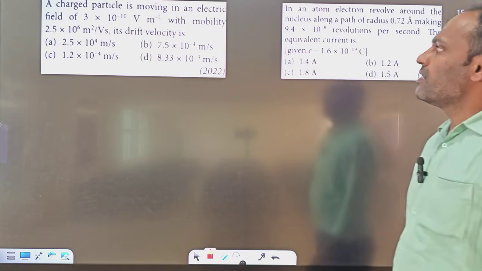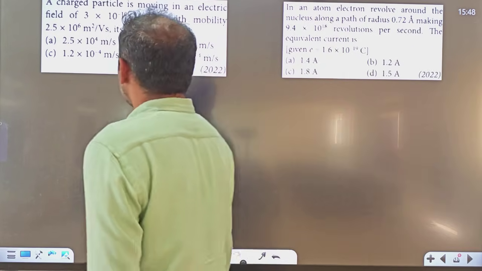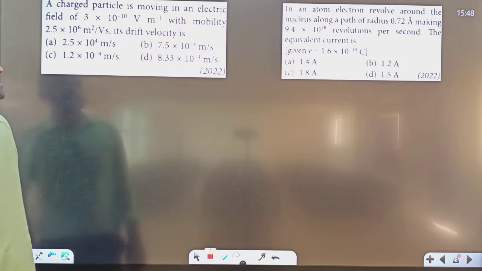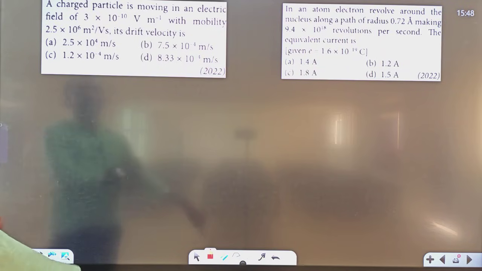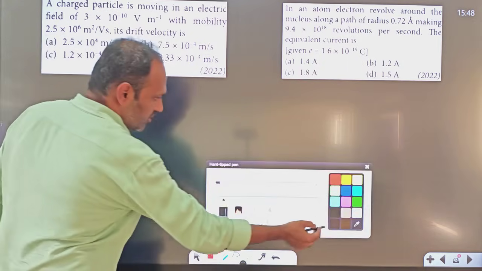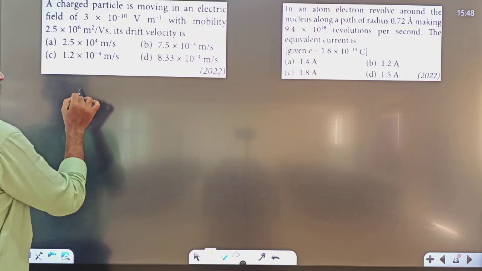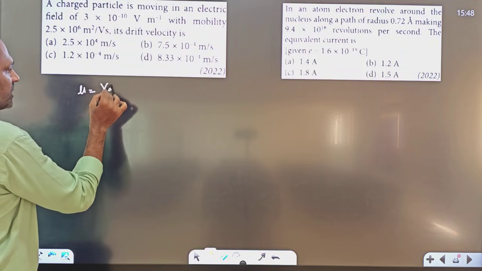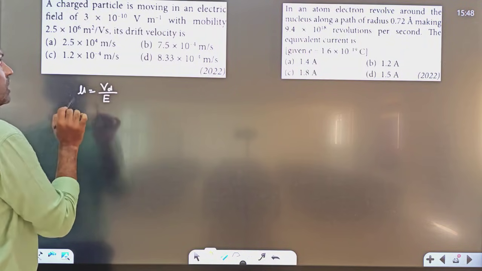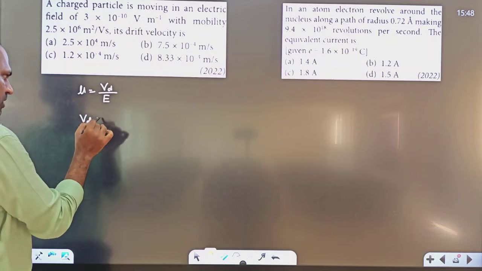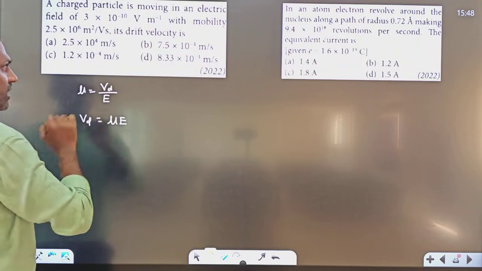A charged particle is moving in an electric field of 3 into 10 to the power minus 10 volt per meter with mobility 2.5 into 10 raised to 6 meter square per volt second. They are asking us the drift velocity. Mobility is given, electric field is given. So mobility is equal to drift velocity per unit electric field. We know this. What we want is drift velocity, so drift velocity is equal to mobility into electric field.